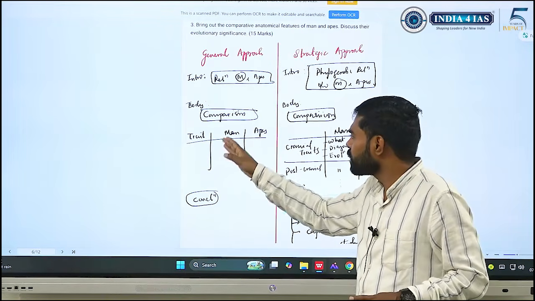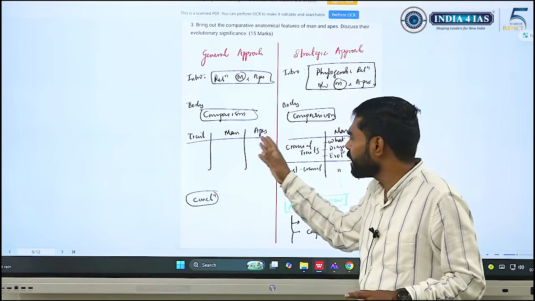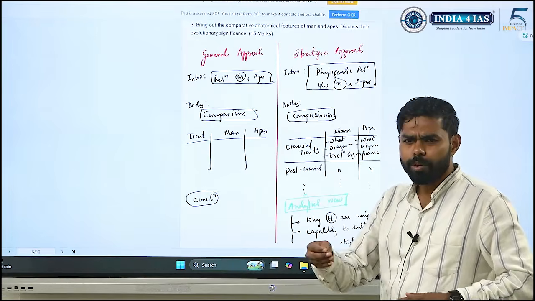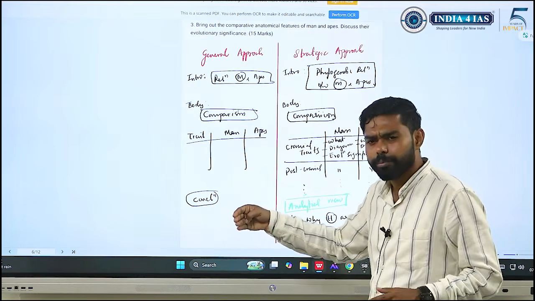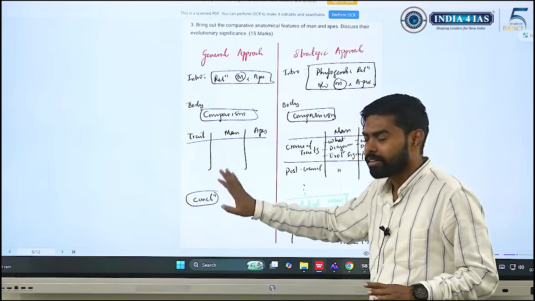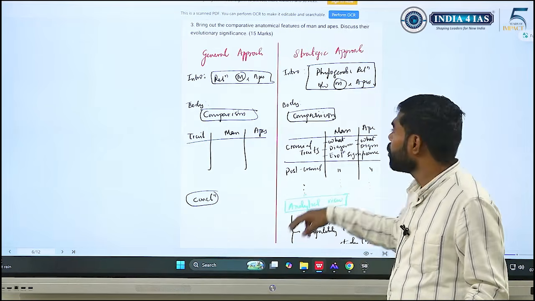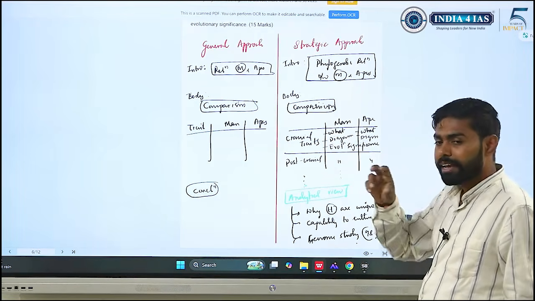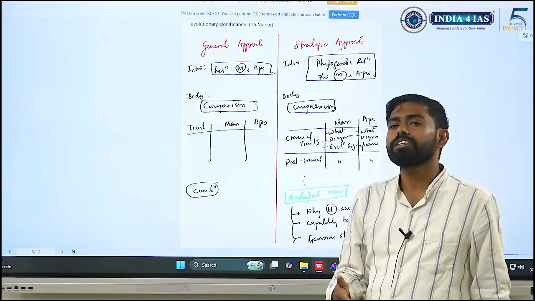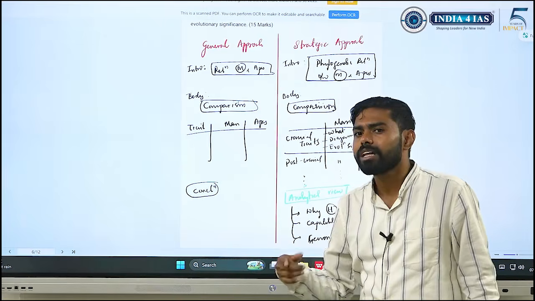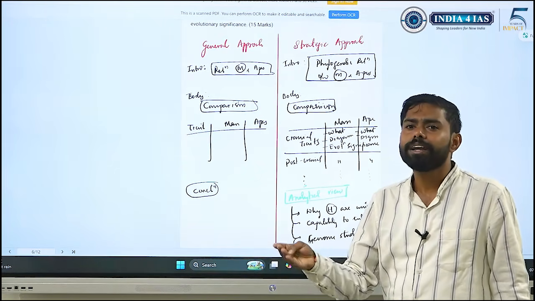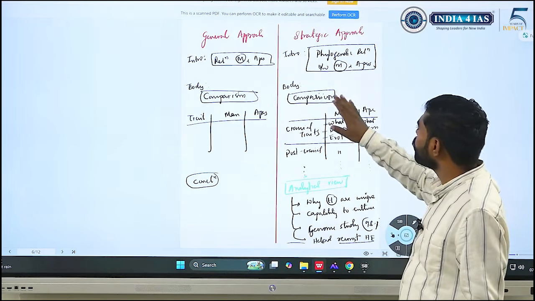We'll list out the traits and we'll either write in tables or we can write it in a point by point manner under each trait. Okay, and then we'll conclude. But like I said, we need to create that extra dimension that will make our answer look more holistic and comparatively better.